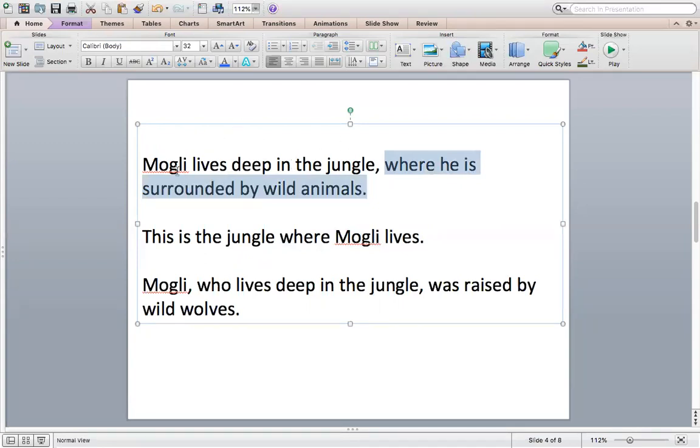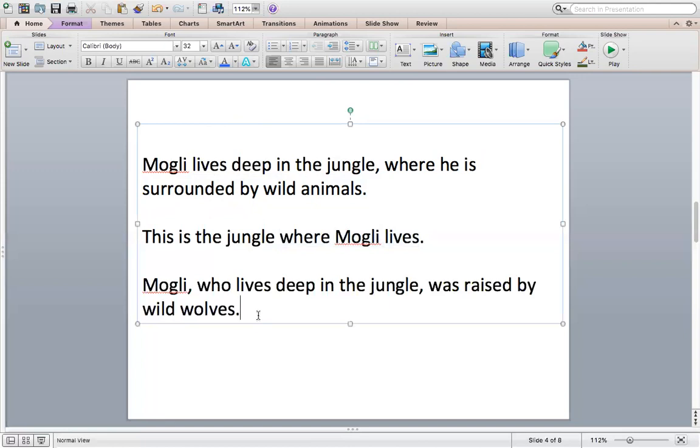This part of the sentence here makes sense without the relative clause. Now let's read the part without the relative clause here and see if it makes sense. This is the jungle. That doesn't make sense on its own. So actually, this relative clause is essential in making this sentence make sense. When we include essential relative clauses, we don't need to put a comma. This is the jungle where Mowgli lives.